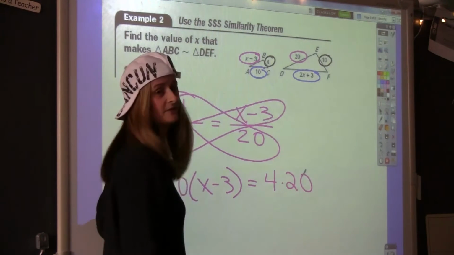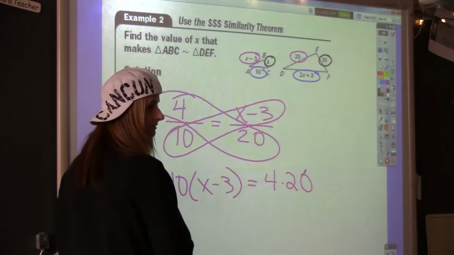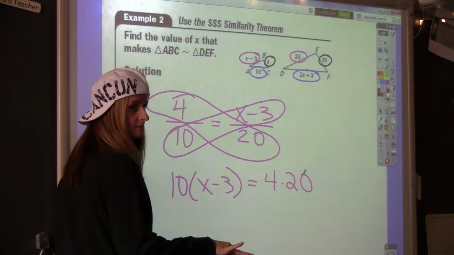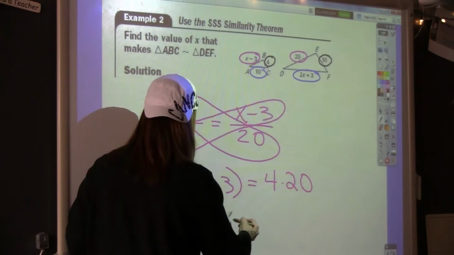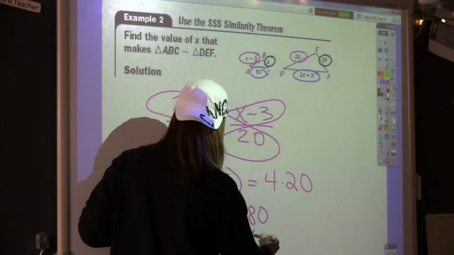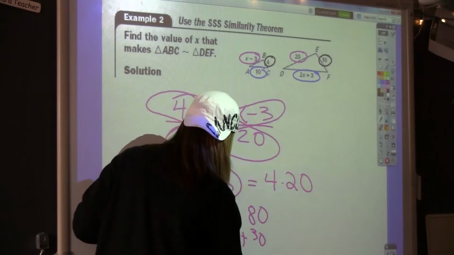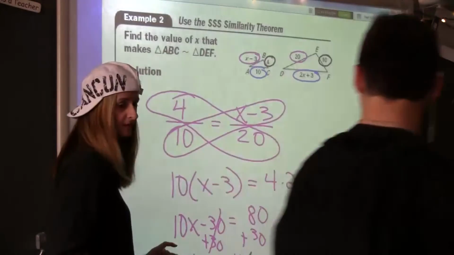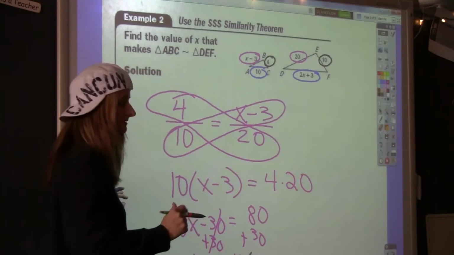Okay, so we cross multiply. This is just like your homework from last night. Distribute. Have you done this? Divide both sides by 10. You find something? Excellent. Thanks for stopping by.